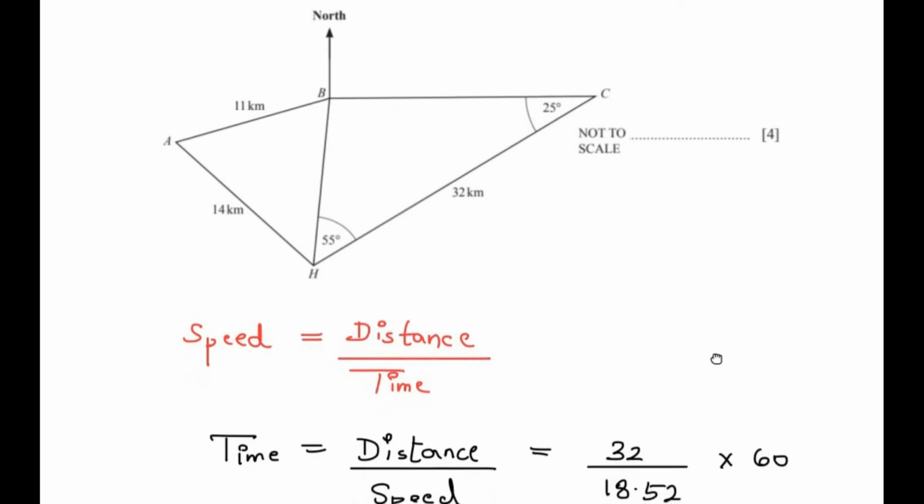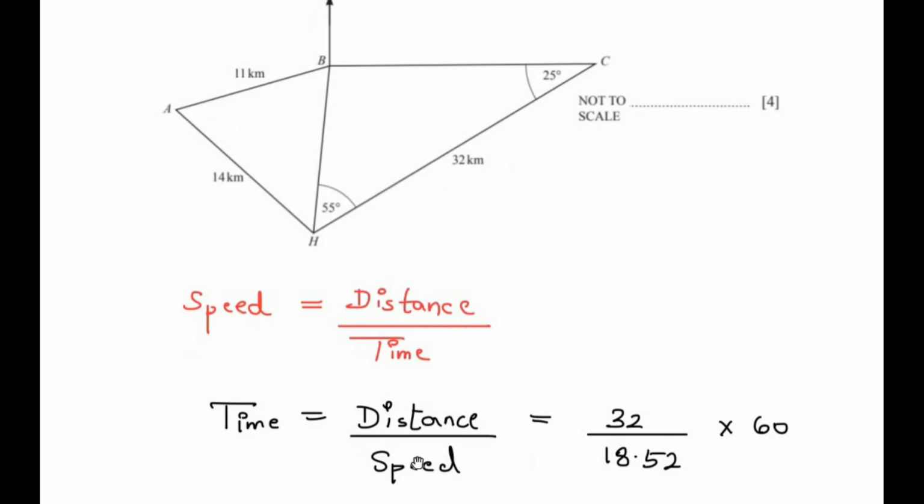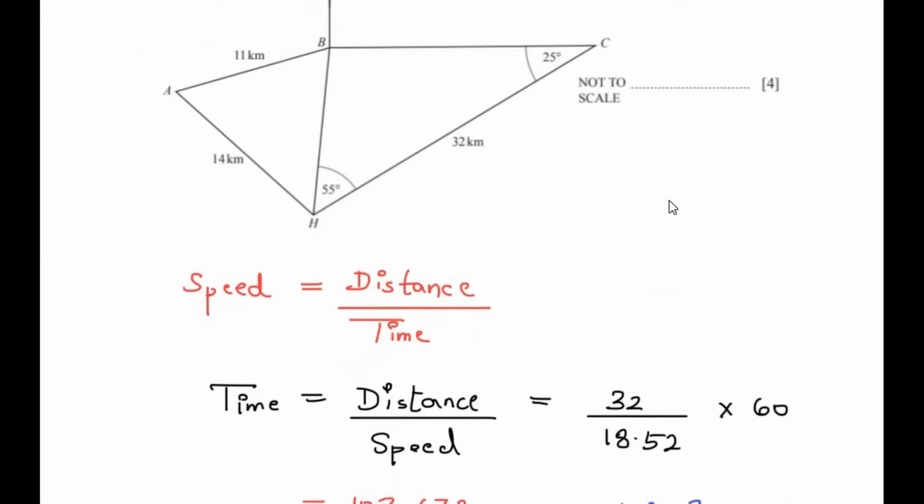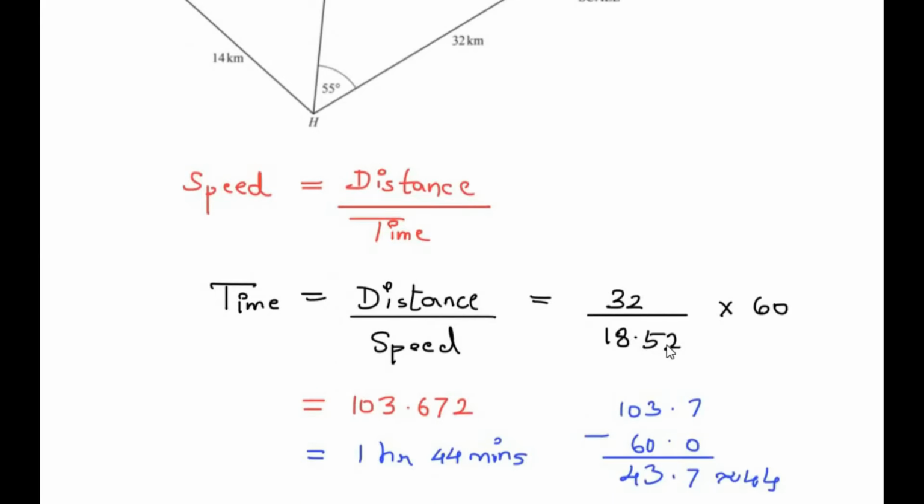So we will get time is equal to distance over speed. Now distance was given as 32 km and speed, since it is mentioned in knots, 10 knots, we are going to convert it into kilometers per hour. Since 1 knot is given as 1.852 kilometers per hour, 10 knots is going to be just multiply 1.852 by 10. So that will give us 18.52 kilometers per hour. So in place of speed we have written 18.52.